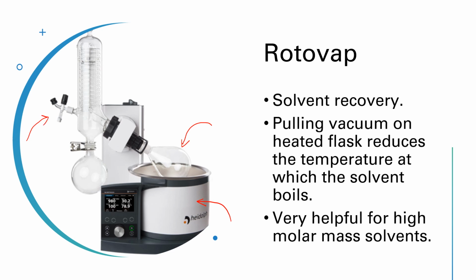If we connect it to a vacuum pump, we're going to reduce the pressure inside of our setup, and as those molecules evaporate, they're going to work their way through over to this part of the apparatus, which is a water-cooled condenser. The gas-phase molecules will condense, and then they will drip down into this receiving flask.